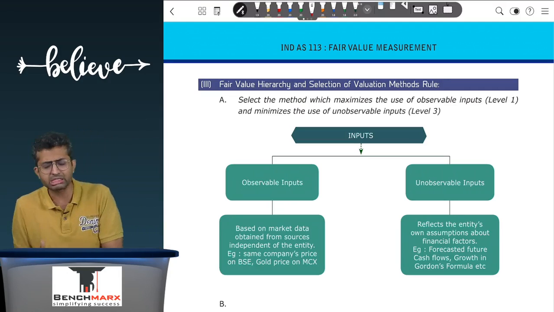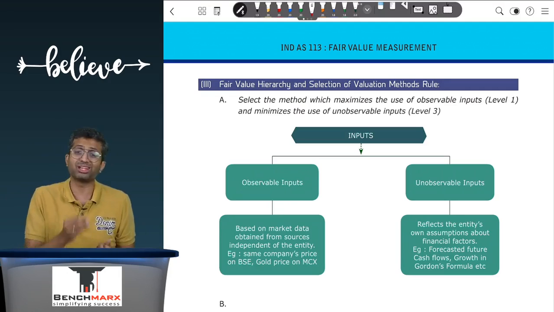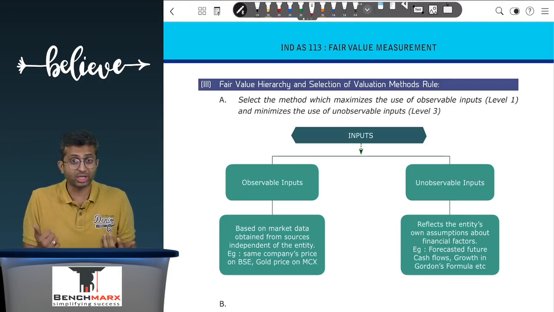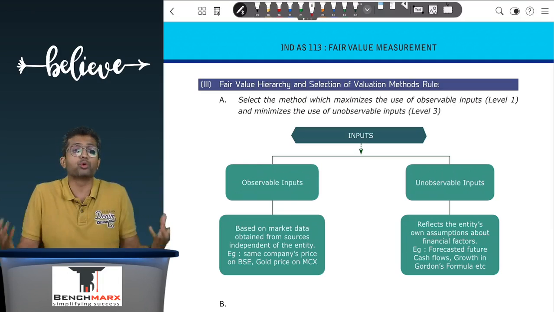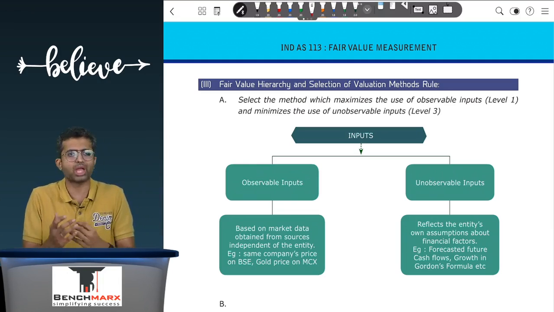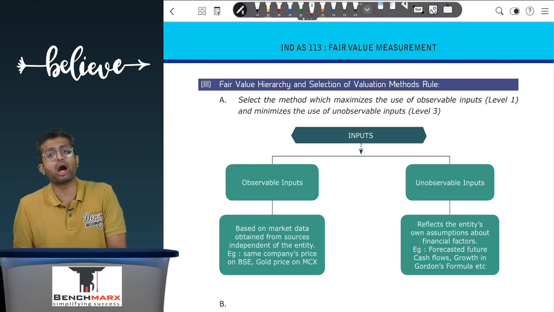However, if your share is unlisted, you can do a Gordon's formula measurement and try to determine the value of the share. However, Gordon's formula is based on forecasts, dividend or cash flows, cost of equity, growth, which are all forecasts. So they are not from an independent source, and hence they are unobservable.